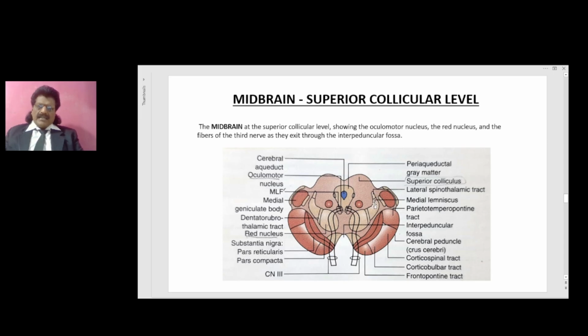This is the medial lemniscus, this is the temporopontine tract, this is the interpeduncular fossa, this is the crus cerebri, cerebral peduncle, this is the corticospinal tract, corticobulbar tract and the frontopontine tract.